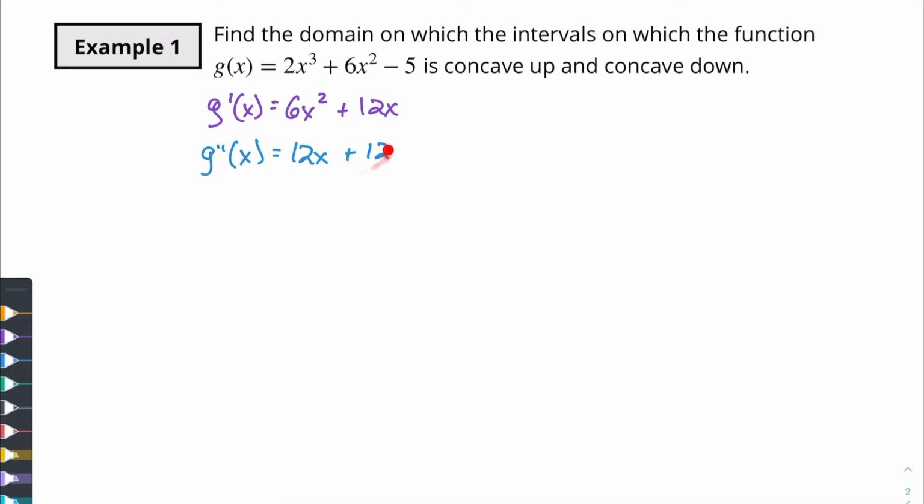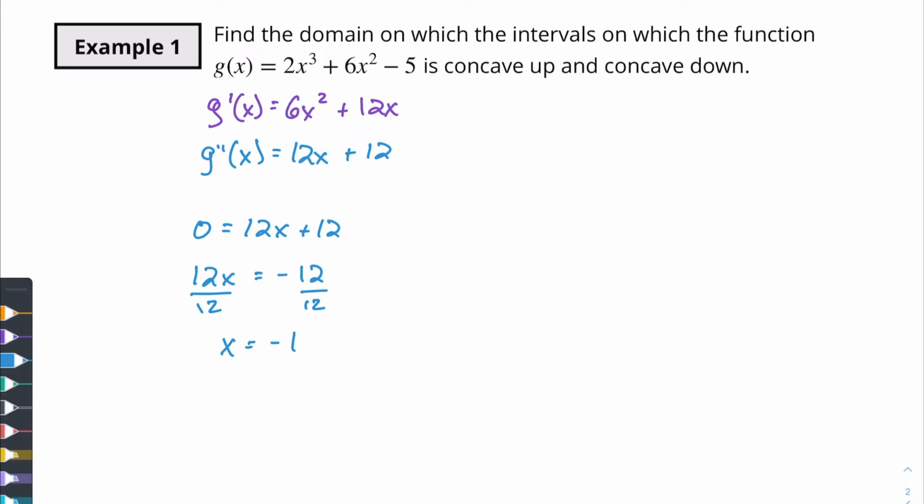First thing we have to do is find where this thing is equal to 0. So we're going to set this up where we've got 0 equal to 12x plus 12. We subtract 12 from both sides, so we get 12x equaling negative 12. Divide by 12, and x is equal to negative 1. So when x is negative 1, this function is going to equal 0.